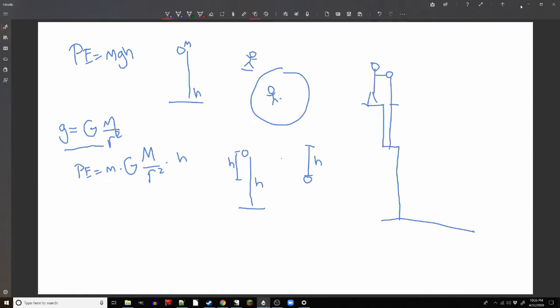It would be more advantageous for you to make this your h rather than going all the way to the ground and making that your h instead. Okay, so h is a relative term, and you get to choose where it's relative to. One of the tricks of these problems is choosing a relative h that is advantageous to what you're trying to do.